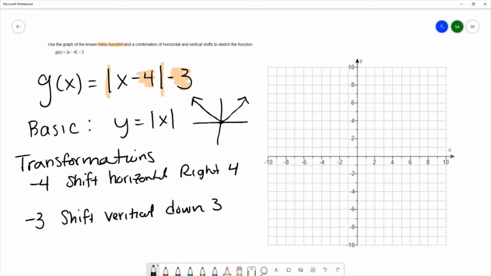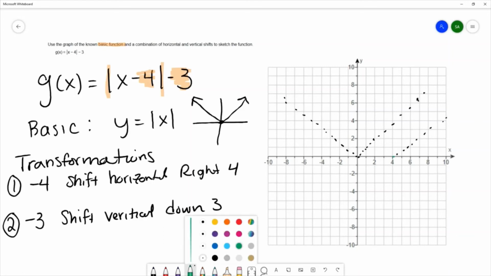So our basic graph of absolute value of x will be sketched out like this. And then I want to do the transformations. I'm going to do the transformations in the order, doing the horizontal transformation first and then the vertical. So we want to shift right 4. If I shift right 4, that would get me to this graph here.